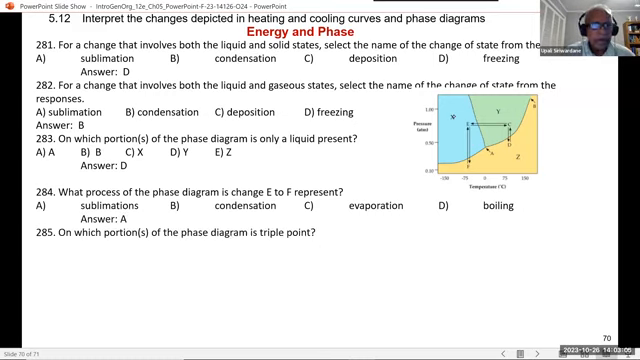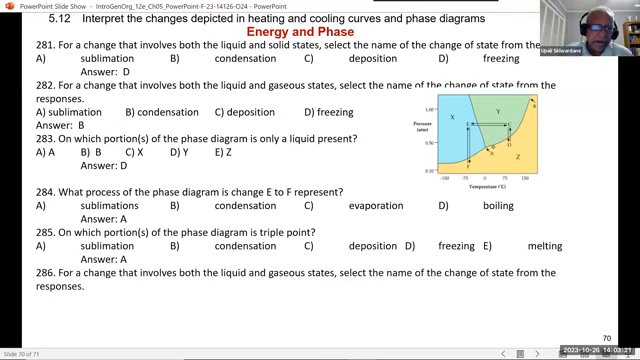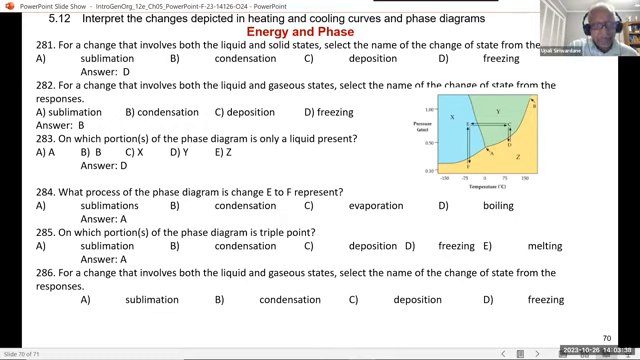Which portion of the phase diagram is the triple point? It's the point where all three lines meet, point A. A is the correct answer. For a change that involves both liquid and gas, select the name of the change from the liquid and gaseous states. Liquid and gas is condensation. That's B.